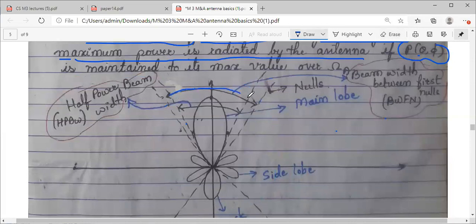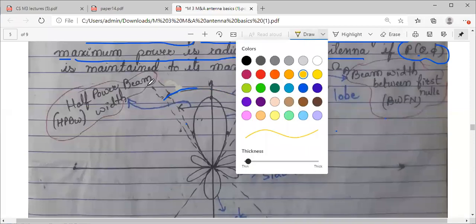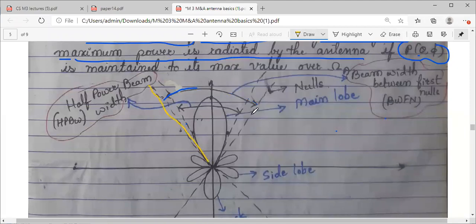This is the width, not this, here. Okay, I have drawn two different lines. Let me take two different colors so that we can differentiate them. This is one line. We call these lines nulls. We will be understanding them in detail when we move to the problems. So these are nulls. We call them first null, second null, third null, like that.